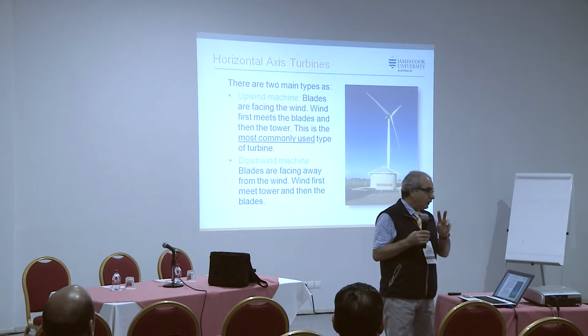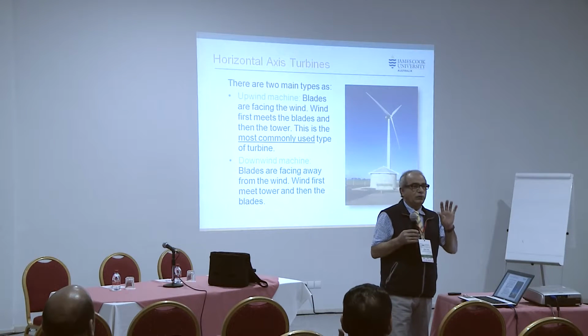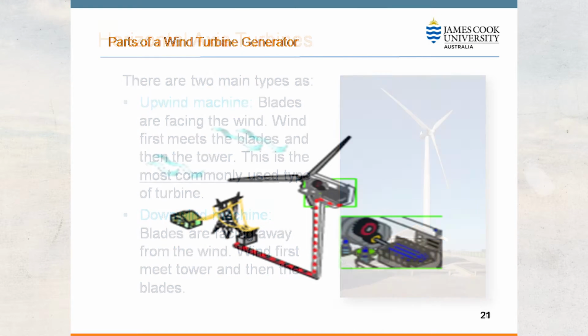There are upwind machines and downwind machines. When the blades are facing the wind direction, they are called upwind machines. Or there are also wind turbines working as downwind machines. It means working when the blades are not facing directly into the wind direction.